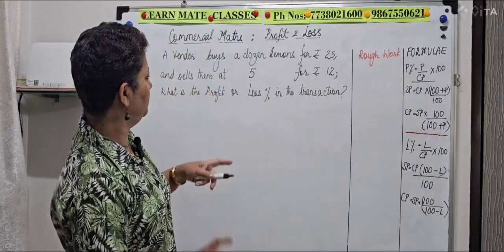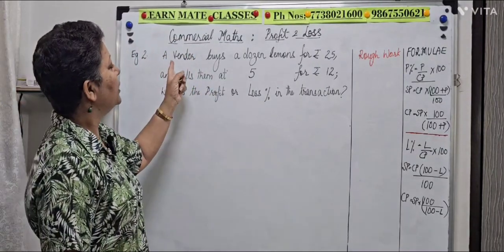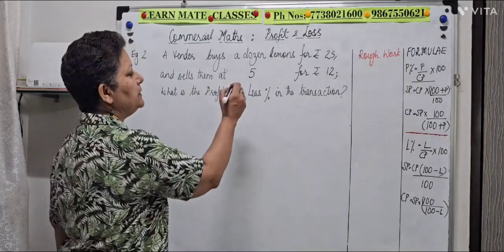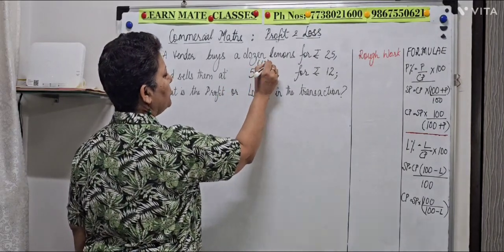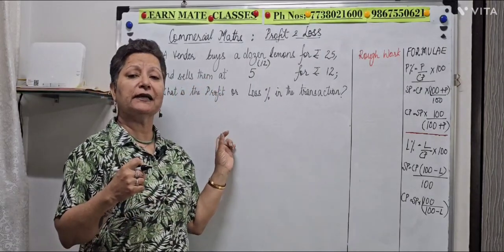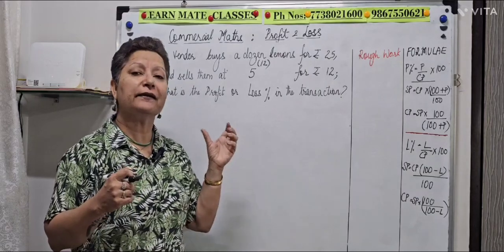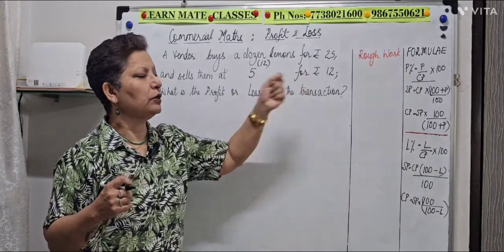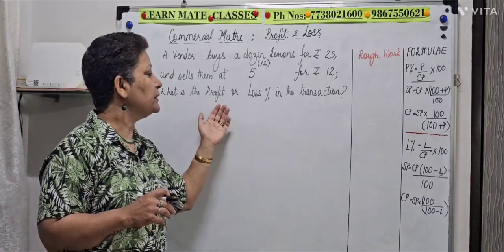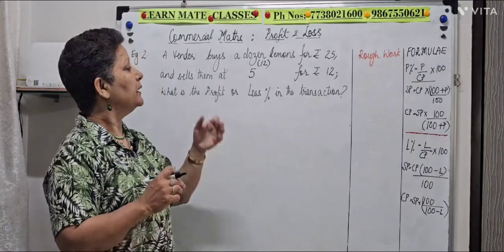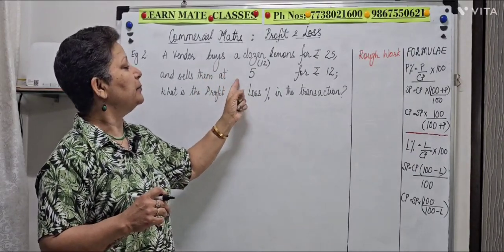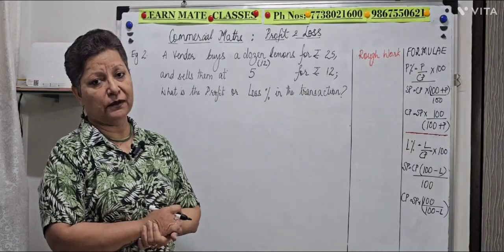The second example up for you on the board is a vendor buys a dozen lemons for rupees 25. Dozen means 12. So he buys 12 lemons for rupees 25 and sells them, which means that he is not selling 5, he is selling them at the rate of 5 lemons for rupees 12. Does he make a profit? Does he make a loss? So what is the profit or loss percent in the transaction? He would be selling all the 12, but the rate at which he is selling them is 5 lemons for rupees 12.